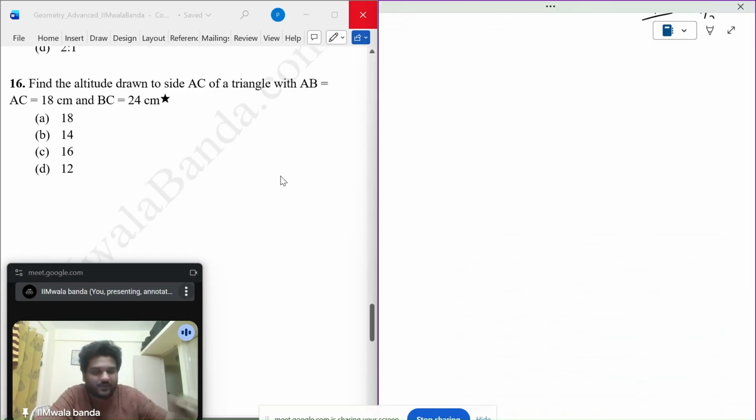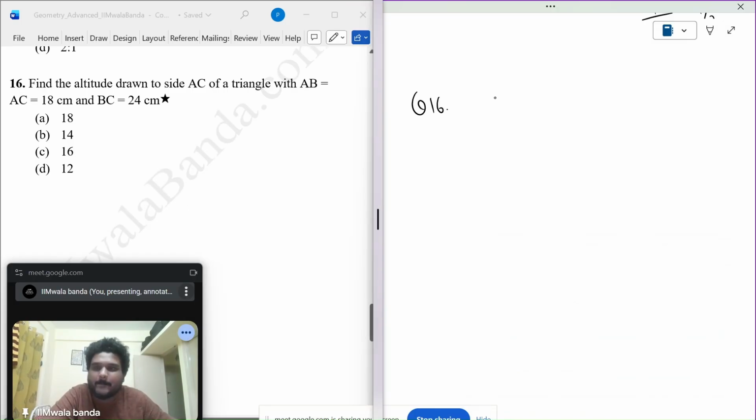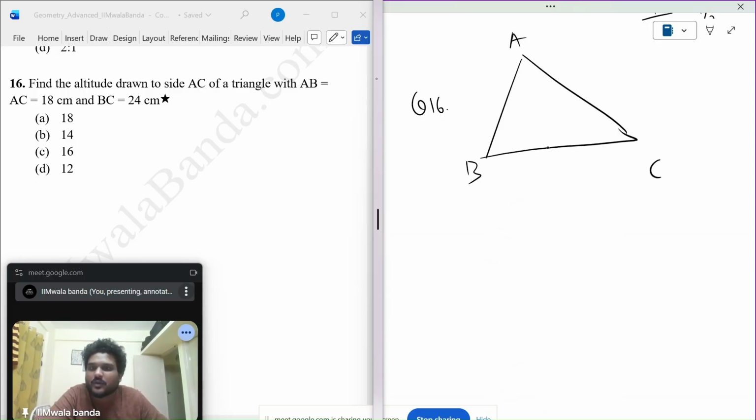Let's do the last question, question number 16. Find the altitude drawn to a triangle where AB is equal to AC, which are both 18, BC is 24, altitude drawn to the side AC. Okay. Since this is isosceles, I have to find this altitude, right?